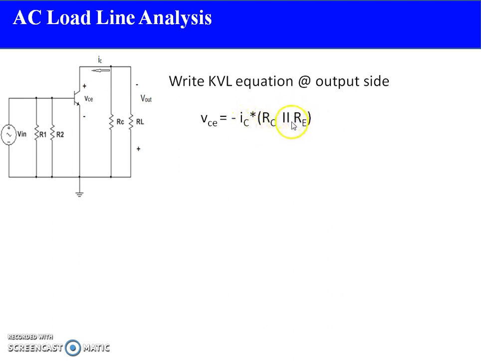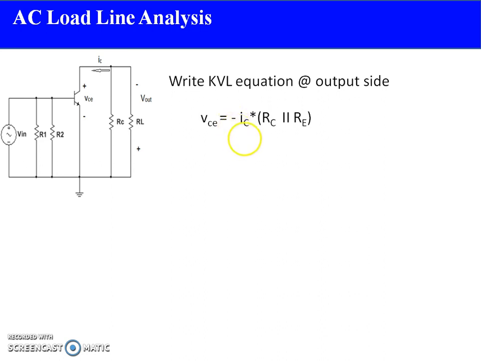There is a small mistake over here. Instead of RE, you consider RL over here. This is a printing mistake. So kindly note that in that expression you write small vce is equal to minus ic times rc parallel RL. Now this minus will indicate the phase reversal of the output signal with respect to input.